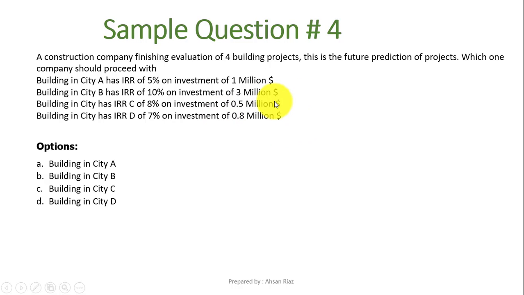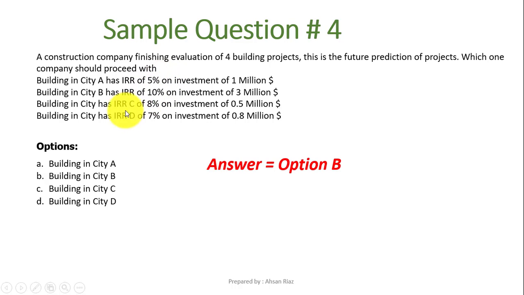Okay. Again, in these kind of questions, just like we did in net present value, you just don't confuse this for how much amount is invested. You just simply select the project that has the highest IRR, highest internal rate of return. In this case, the building in city B has the highest number of IRR, that is 10%.